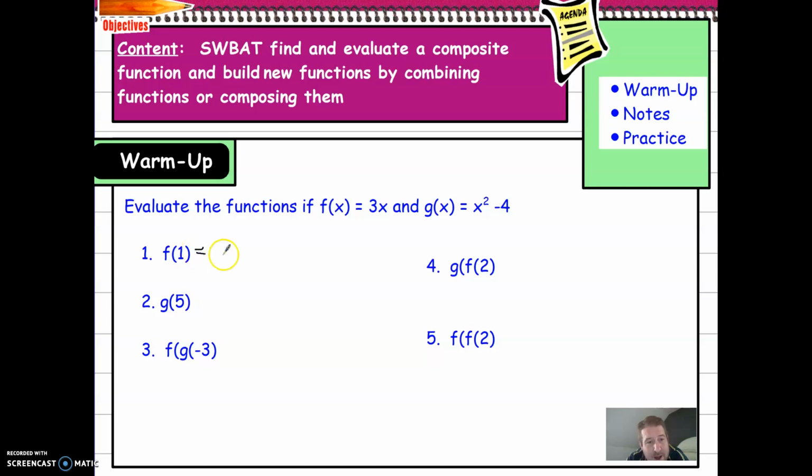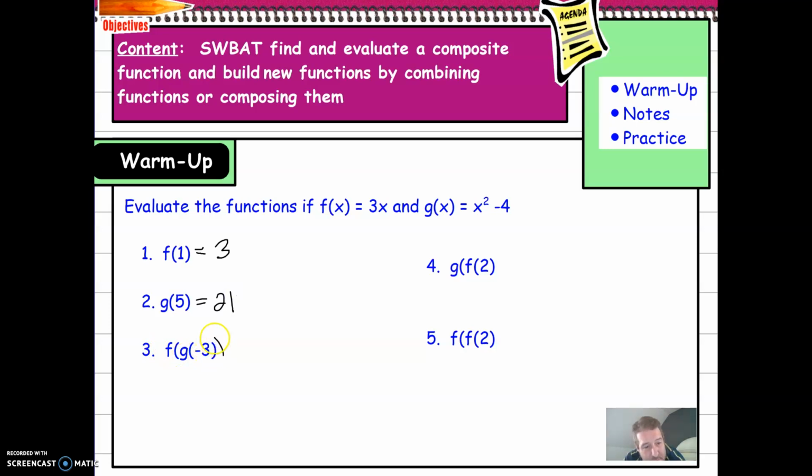So we are doing composite functions, combining two functions by either adding, subtracting, or multiplying. In this case, we're doing some basics with f of x and g of x. We have two different functions. So when it says f of 1, that means that x is 1, and we're using the f of x function. And 3 times 1 is 3. So question number 2, now we're using the g of x function, and we know x is 5. 5 squared is 25. 25 minus 4 makes 21.